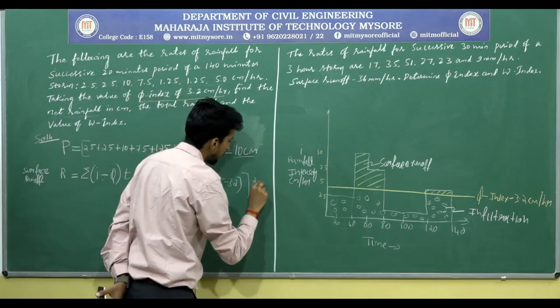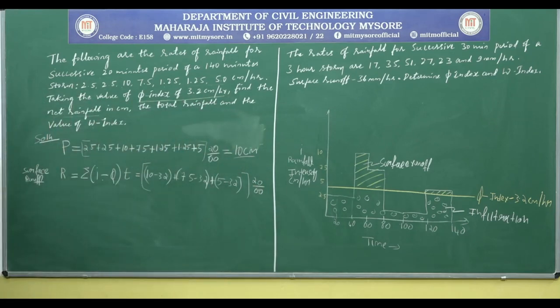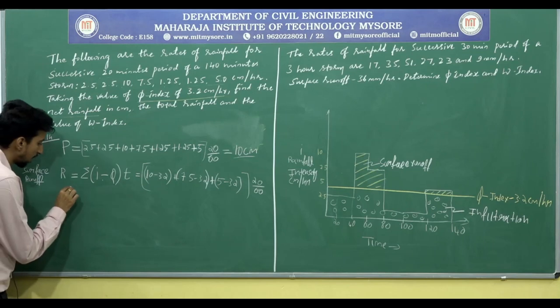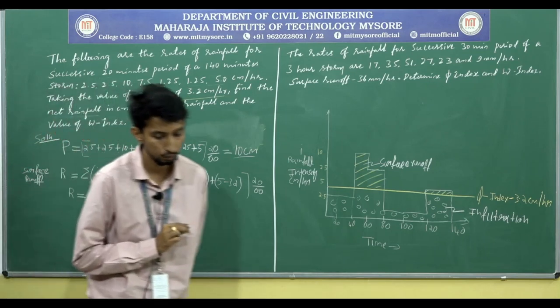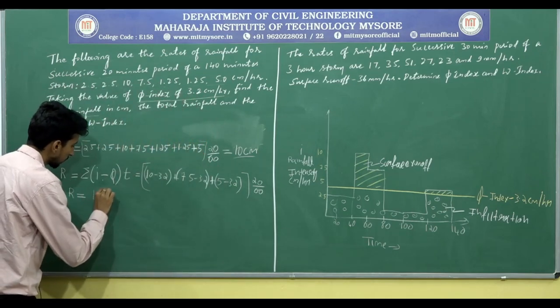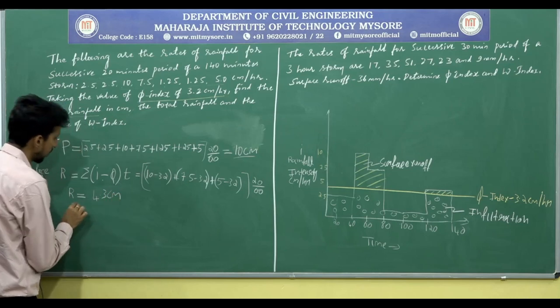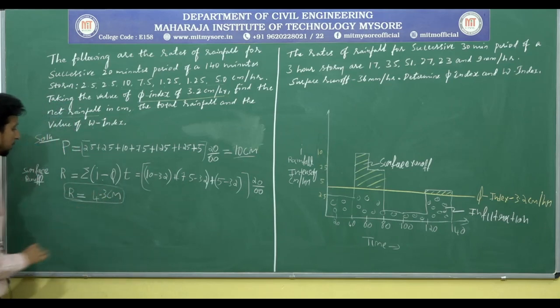Time is 20 by 60. If you calculate, you will get the runoff R equals some value. R equals 4.3 centimeter. You will get the value of R equals 4.3 centimeter.